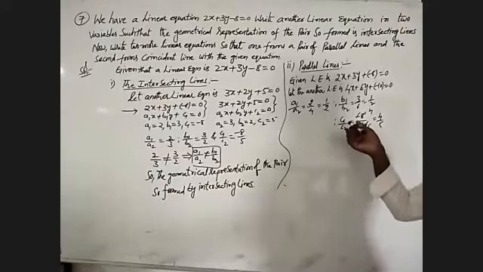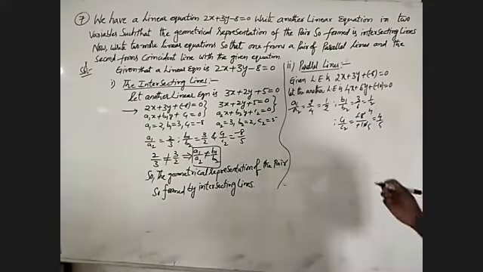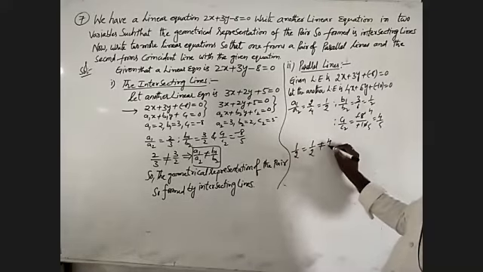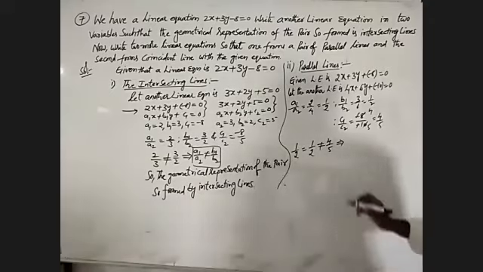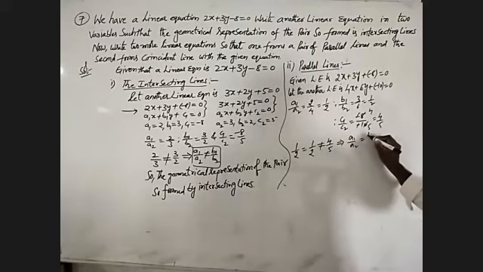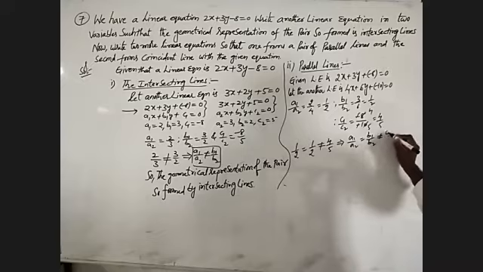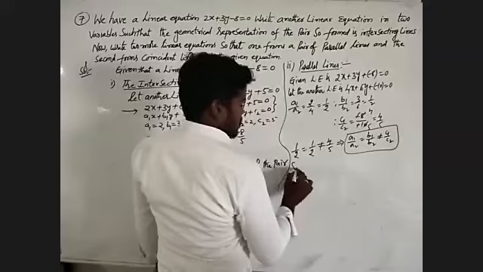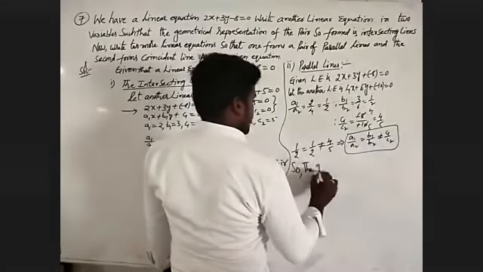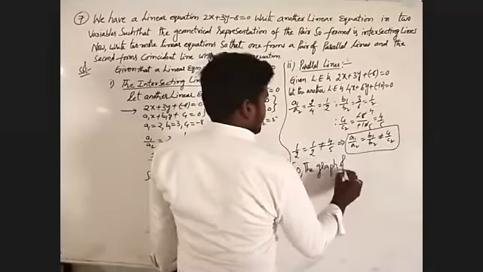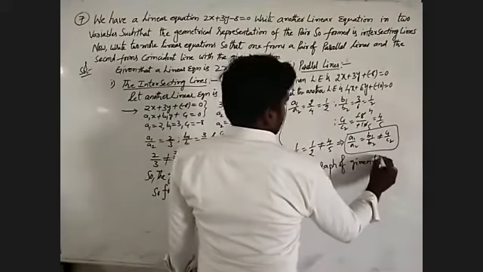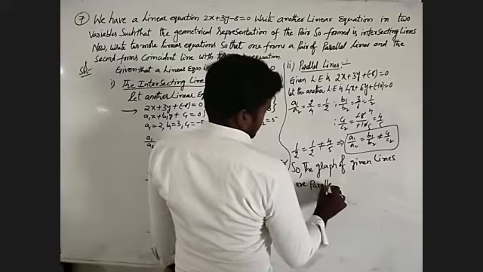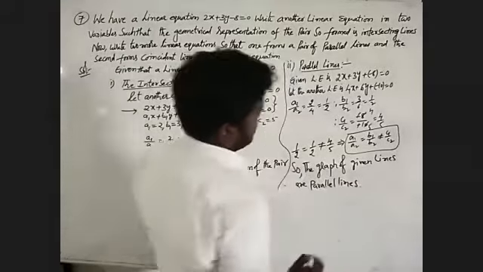Why? Because c1 by c2 is 4 by 5. That way, 1 by 2 is equal to 1 by 2, which does not equal 4 by 5. Then that implies it satisfies the given condition a1 by a2 is equal to b1 by b2 does not equal c1 by c2. That means we have to write that the graph of given lines are parallel lines. That is asked in the second one.